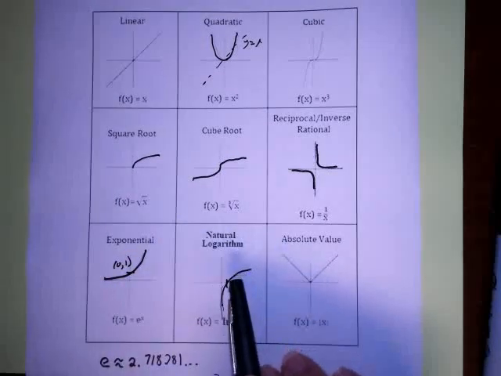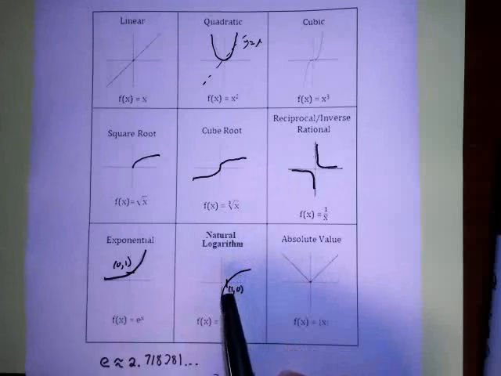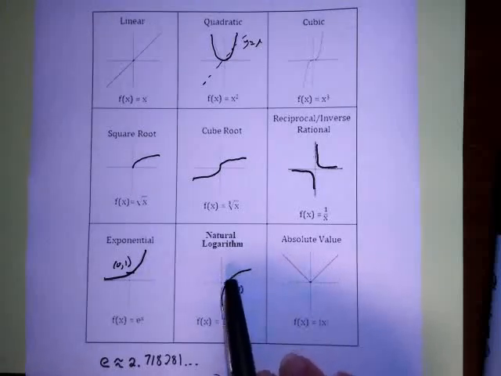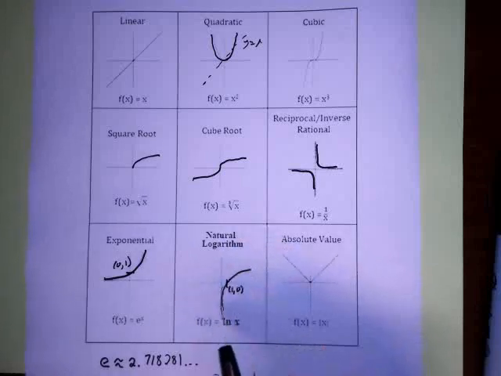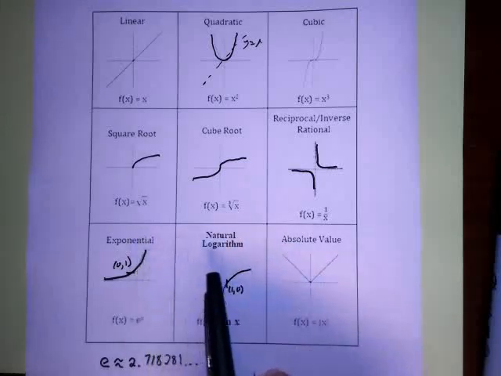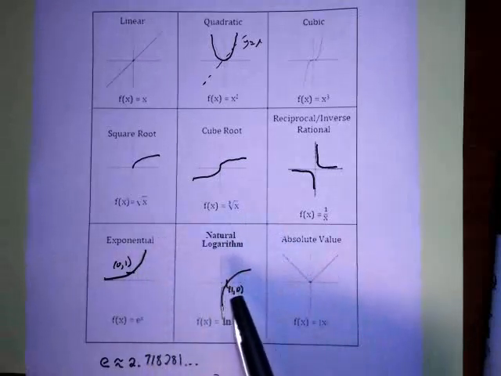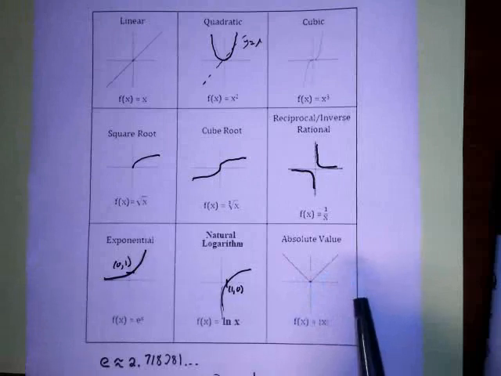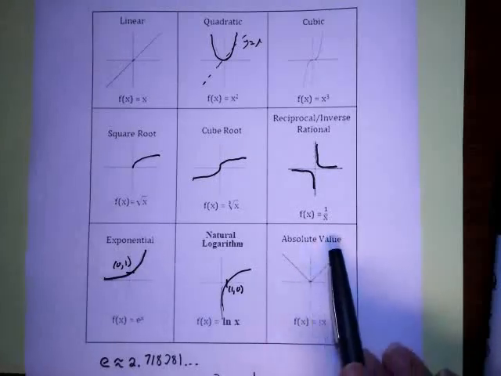And then the natural logarithm, the domain is going to be 0 to infinity, not including 0, because it approaches it asymptotically. But the range is negative infinity to infinity. So they're the opposites of each other there. And then the absolute value, the domain is all real numbers, negative infinity to infinity, but the range is 0 to infinity.